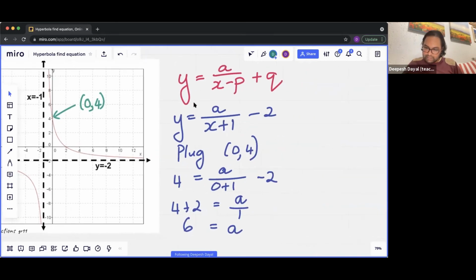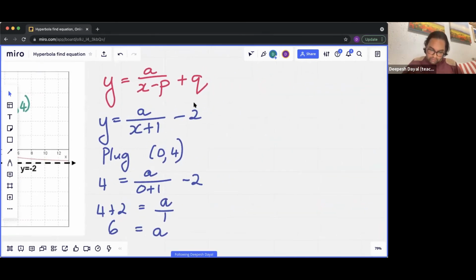Now we're going to plug it in and give us our final equation, which is y equals 6 over x plus 1 minus 2. And this is our A. That is our P.